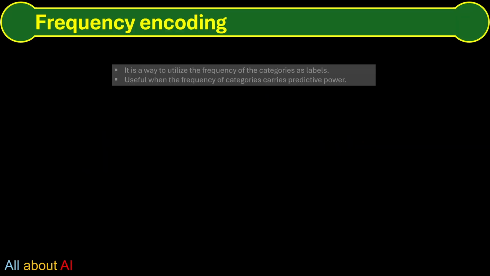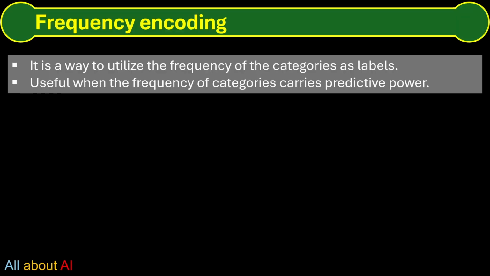Frequency encoding. Frequency encoding is where each category is replaced with its frequency in the dataset. It's useful when the frequency of categories carries some predictive power.